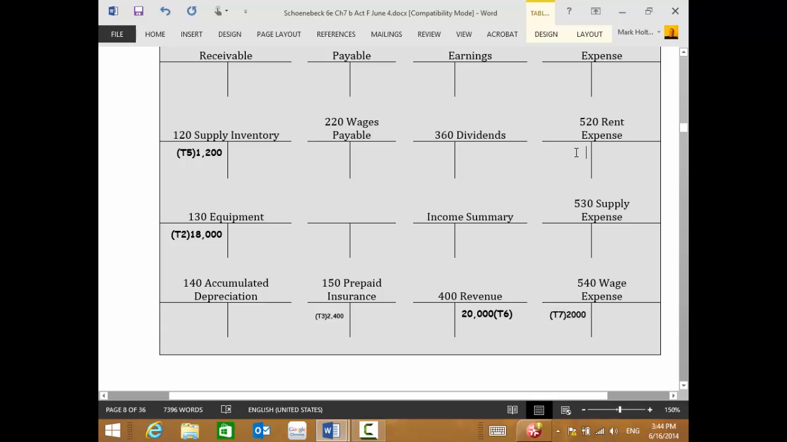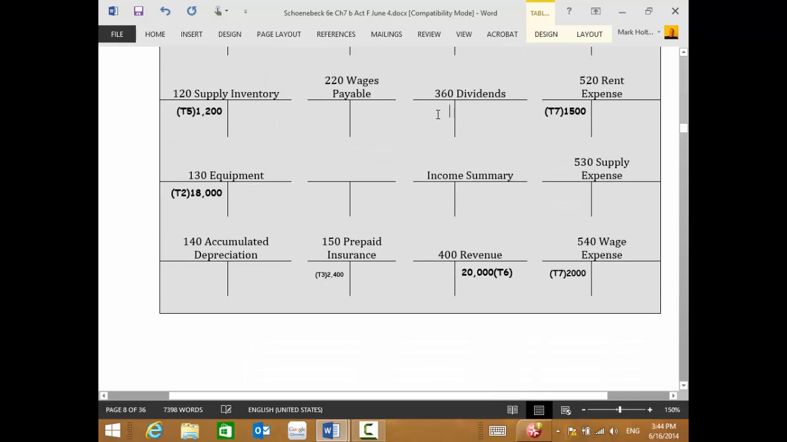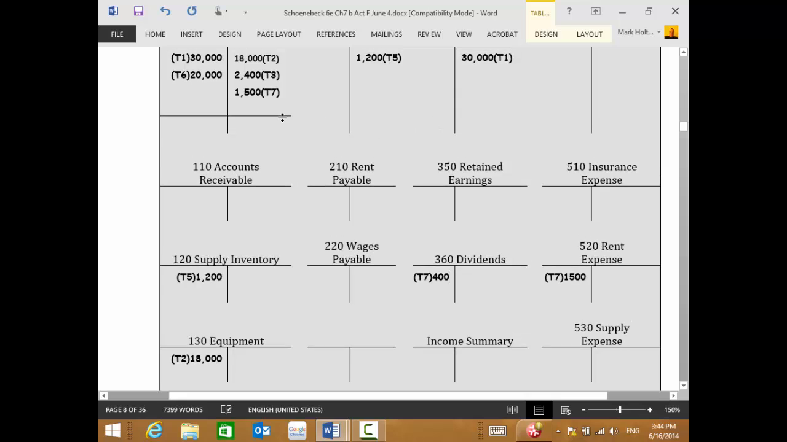Rent expense, T7. I said that to point out that accountants don't really do this anymore. It's all done by computers. Rent expense is $1,500. Debit that and credit cash for $1,500. And debit dividends for $400, and credit cash for $400.